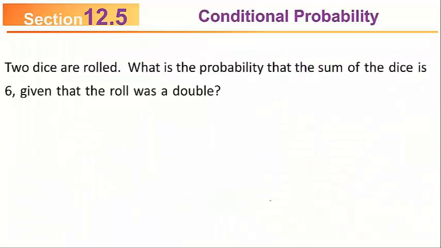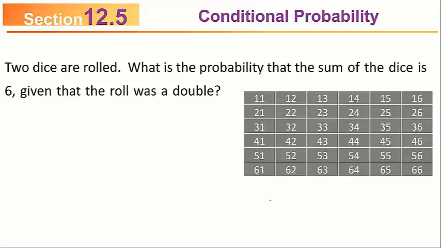How about this one? Two dice are rolled. What is the probability that the sum of the dice is 6 given that the roll was a double? Again, you want your sample space in a table, 6 possibilities for the first roll, 6 possibilities for the second roll. You're given that the roll was a double. So we want the sum to be 6 with the additional information that we rolled a double.